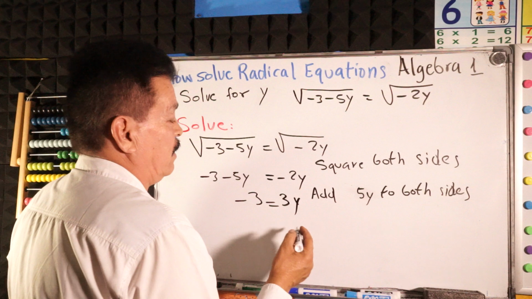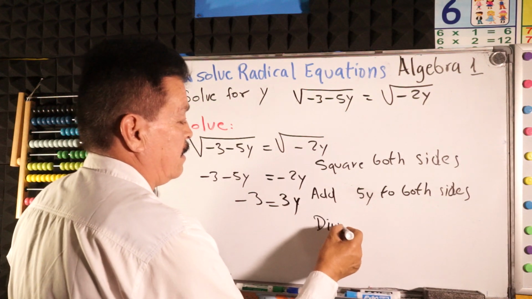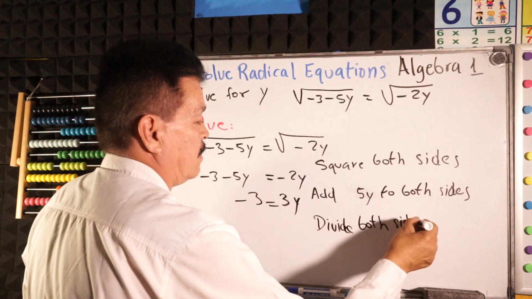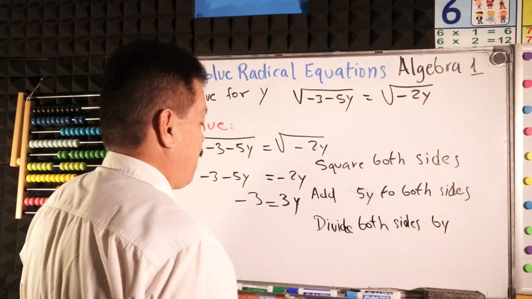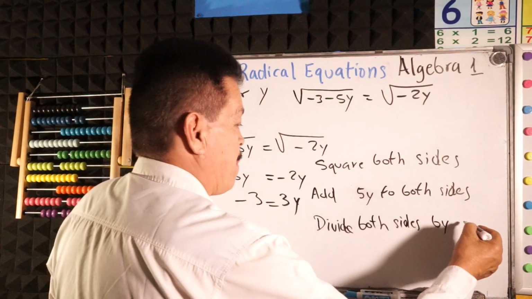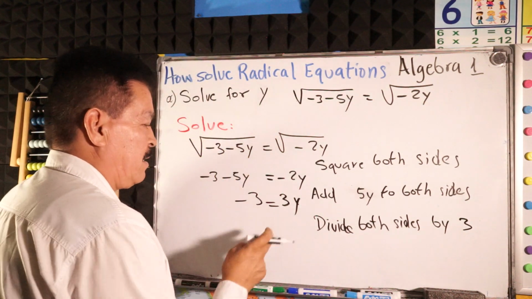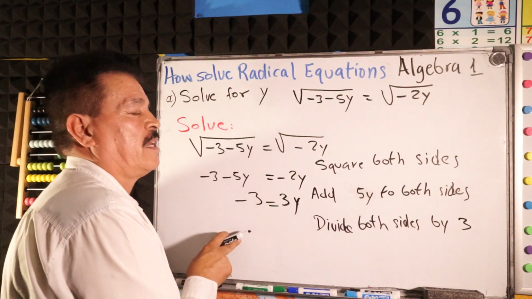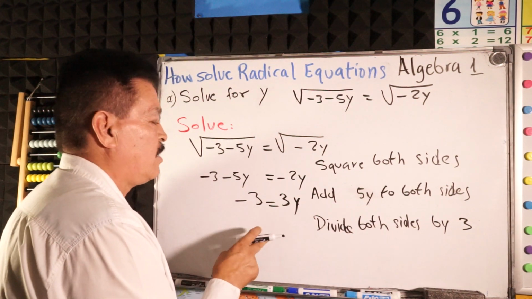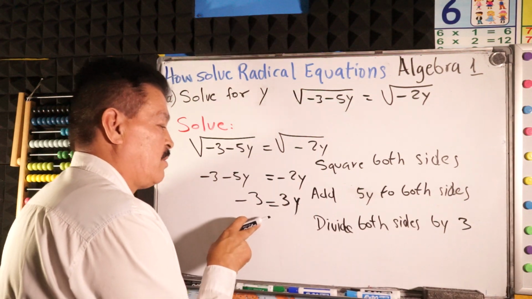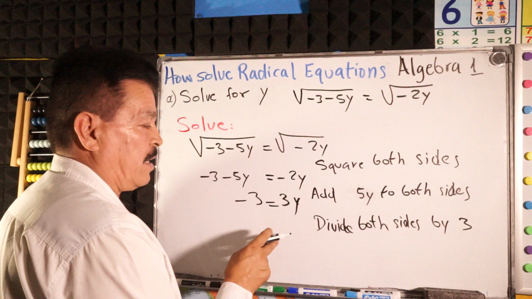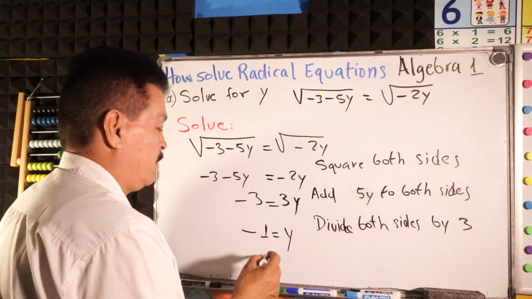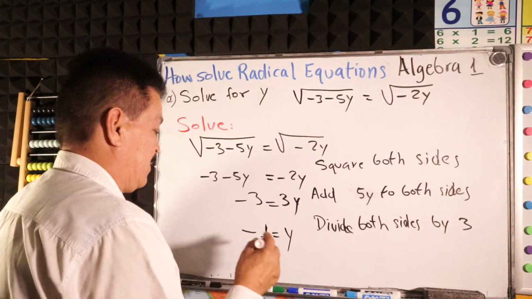Now in this step, divide both sides by 3. This is multiplication on this side, so you move it to the other side. Remember, it's the inverse operation. Multiplication and this is division. So divide both sides by 3. You do that, the answer will be negative 1 equals j. See, this is our answer.